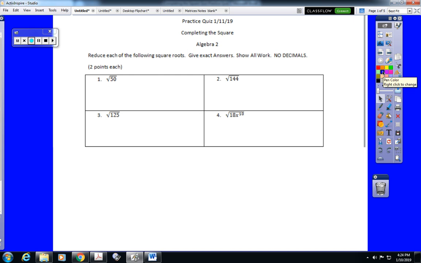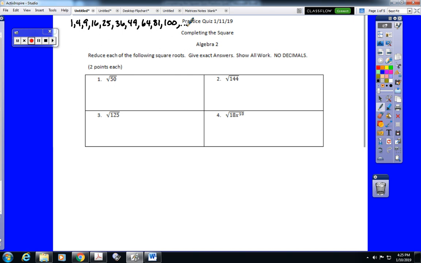So the first section asks you to reduce each of the following square roots. It wants you to give exact answers. It wants you to show all of your work, and it does not want you to give any decimals. Now, when we're doing this, we are thinking about our perfect squares. So in our head, we should have our list of perfect squares because we are going to look for the largest perfect square that divides our number evenly. Now that does go on for a lot longer than that.